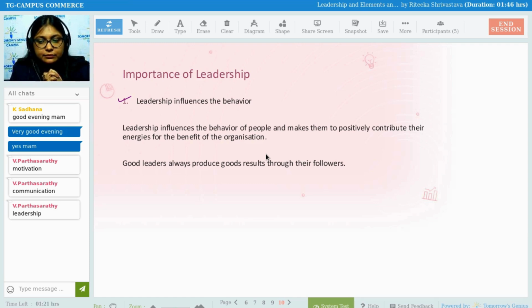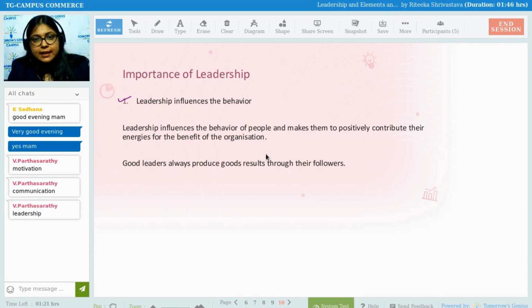Sadhna is explaining the point, everyone. Listen carefully. Yes, Sadhna, continue. That leadership behavior brings growth in the organization. A good leader will produce good results. That's it. Yes, very good.